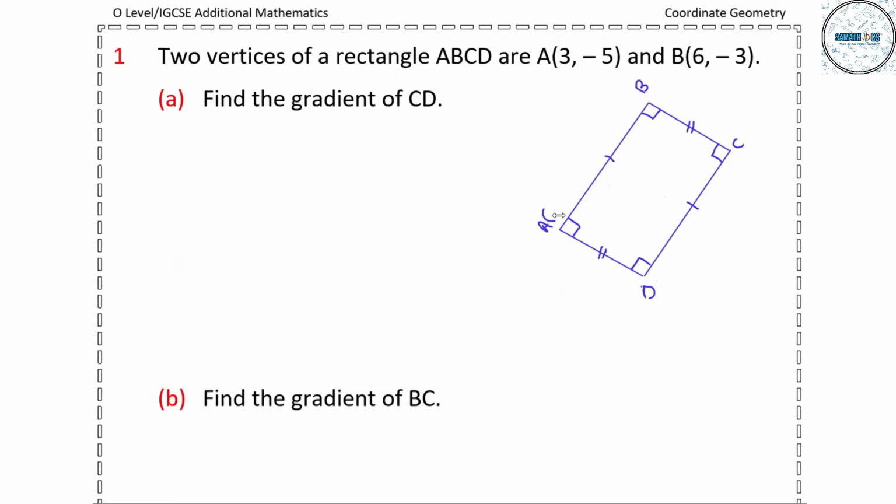We only know the coordinates of A and B. So if we take out the gradient of AB, then we can take out the gradient of CD as well, because both the lines are parallel and parallel lines have the same gradient. So AB is parallel to CD, so gradients are same.